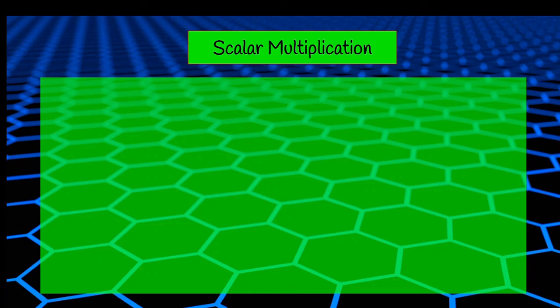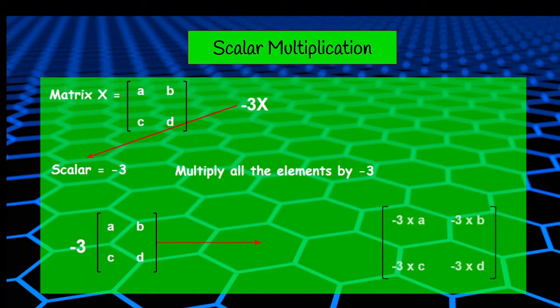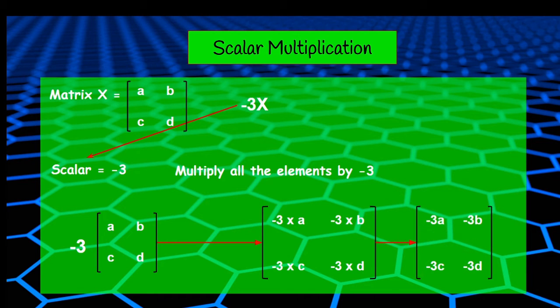So let's take an illustration, assuming matrix X is equal to this. If asked to find minus 3x, that means our scalar is minus 3. That is the number before the matrix. So we multiply all the elements in the matrix by minus 3. Take note that your scalar can be any positive or negative number or even a fraction. So mathematically, we write this by taking x and placing the scalar, which is minus 3, before it like this. Then we multiply a, b, c, and d each with the scalar, and this will give us a final result.